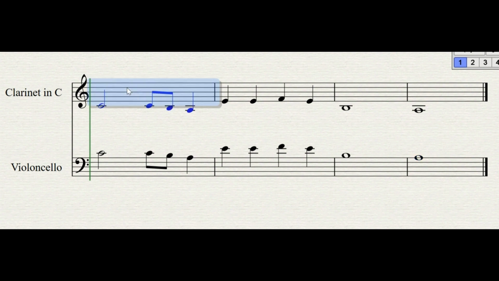I'll play the clarinet part so you'll hear how the melody sounds. And let's see what it sounds like with the cello, if it's the same melody.